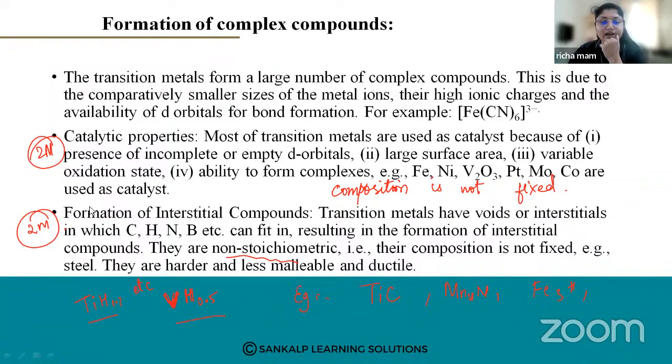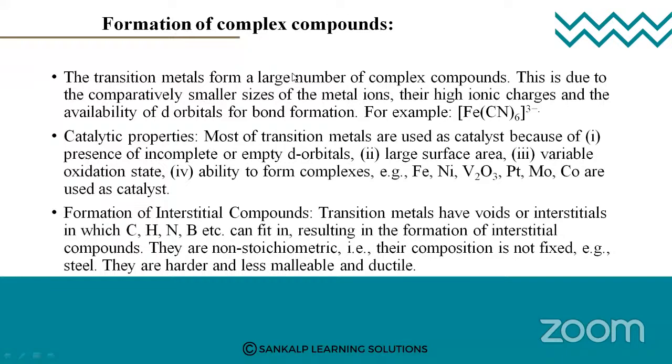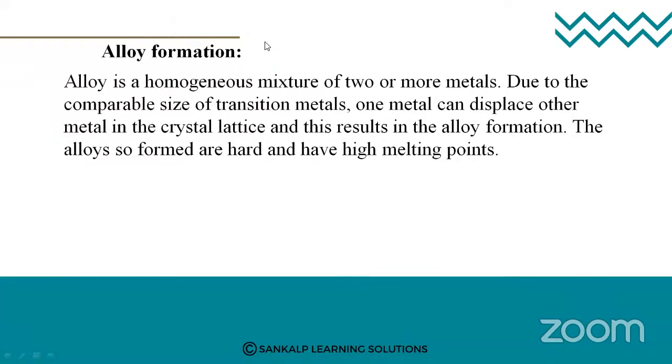They have a high melting point and boiling point, as that of the pure metals. Then they are very hard. They have metallic conductivity. They are chemically inert, and they are non-stoichiometric in nature. Non-stoichiometric means their composition is not uniform. So these are the properties of interstitial compounds of transition metals.